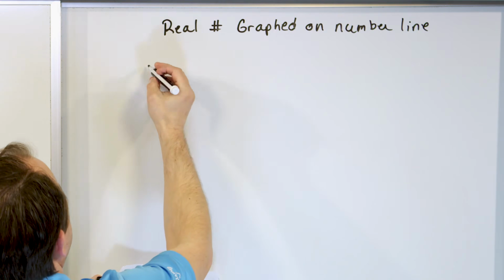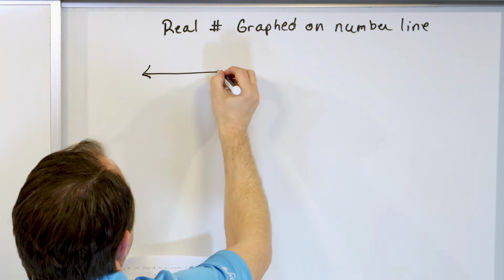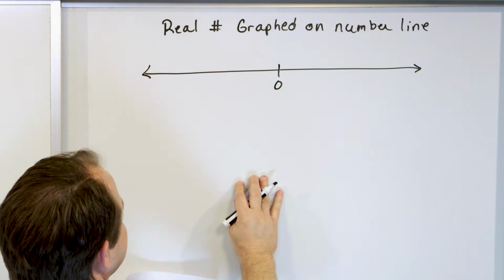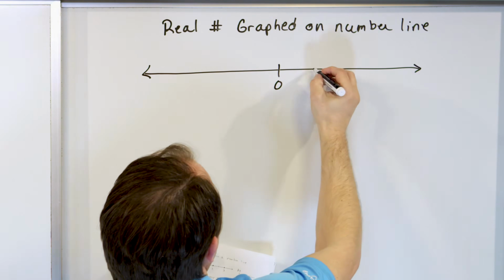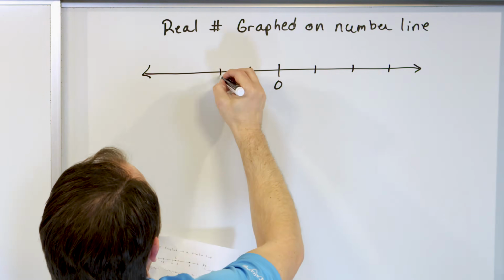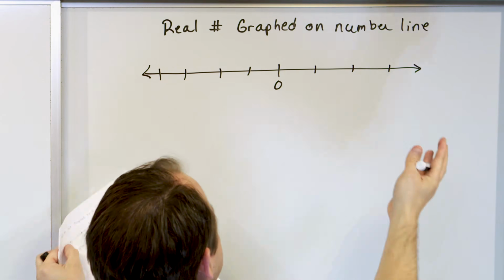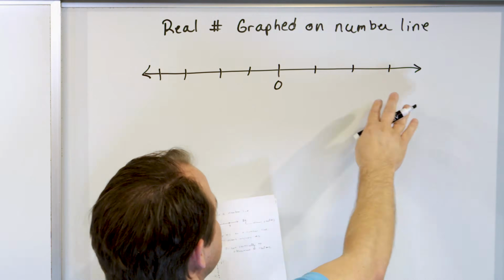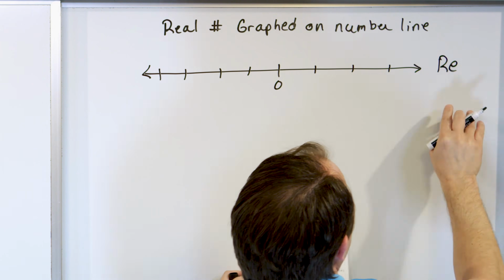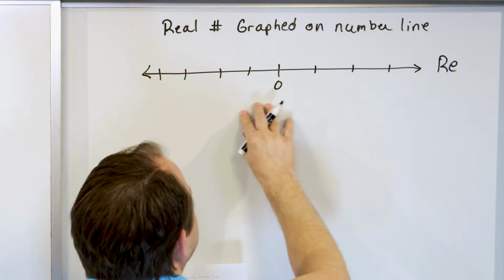So let's do that real quick. Let's just draw a quick little number line here. Go down memory lane. We did these a long time ago. We say 0 exists here. And let me put a tick mark here, tick mark here, tick mark here, couple tick marks here. Now, because we're talking about real numbers, I'm just going to put the little letters RE over here just to remind you that we're just talking about the real numbers.